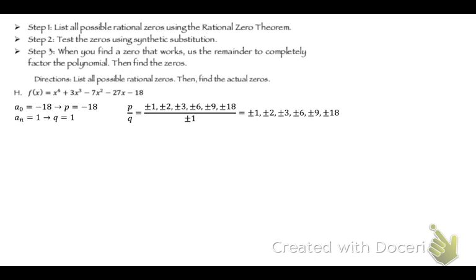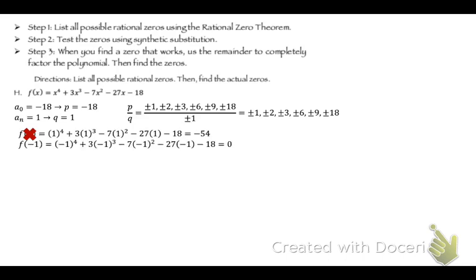Then we're going to plug them in. So if we plug in 1, you get negative 54. So it doesn't work. And when you plug it in, just put the whole thing in your calculator. When you plug in negative 1, you get 0. So negative 1 works, which means x plus 1 is a factor.